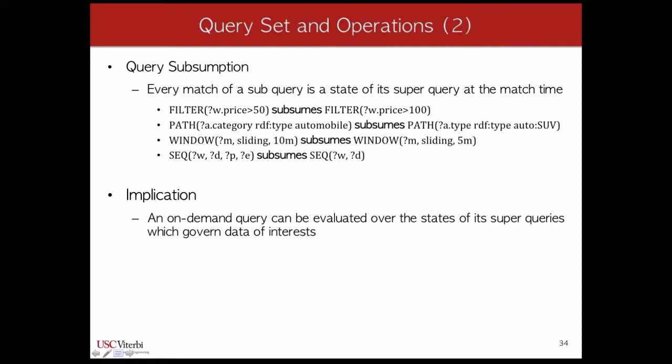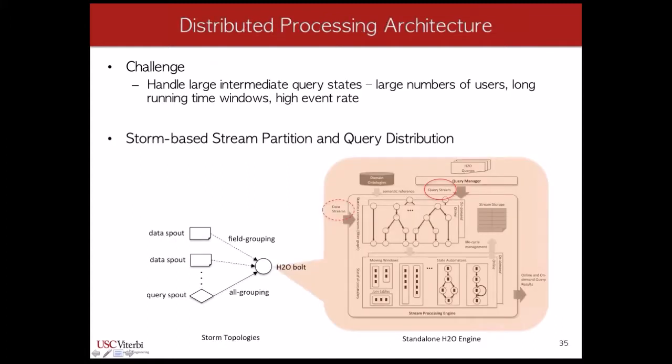So in this way, to evaluate an on-demand query, we don't need to perform the queries over all the events that we have observed. We only need to persist the states of its super queries. So actually this is a problem that Sridhar just mentioned. There are some challenges to implement this kind of query paradigm, because we probably need to handle very large intermediate query states. When we have very long running time windows, a large number of users and user queries, and high event rate.